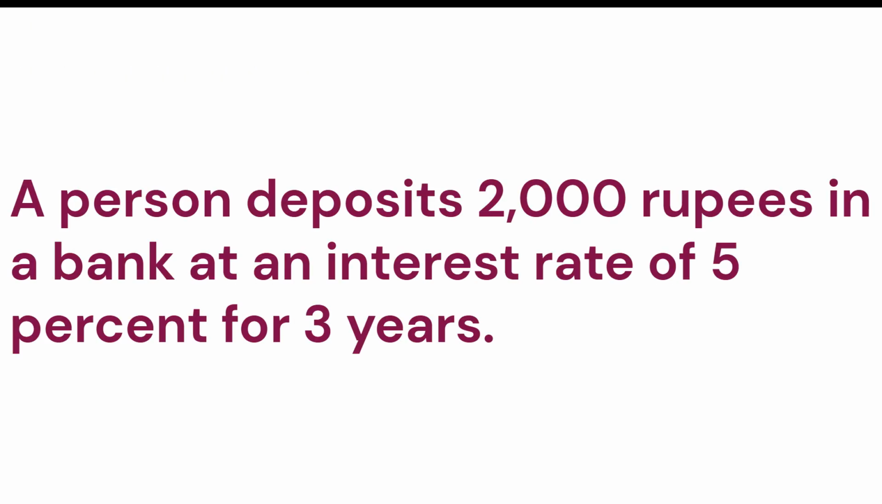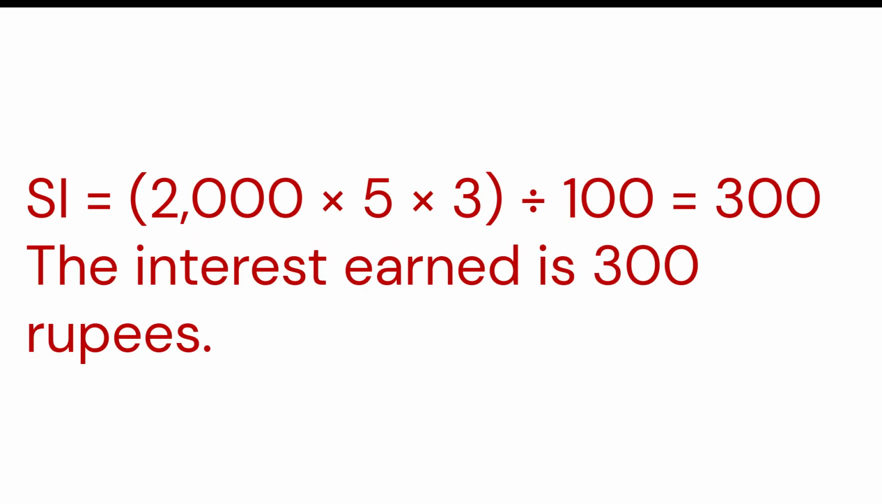Example number 1. A person deposits 2,000 rupees in a bank at an interest rate of 5% for 3 years. Let's try to solve this. SI equals 2,000 times 5 times 3, where 2,000 is P, the principal, 5, which is the R, rate of interest per year, and T, which is the time in years, divided by 100 equals 300. Therefore, the interest earned is 300 rupees.